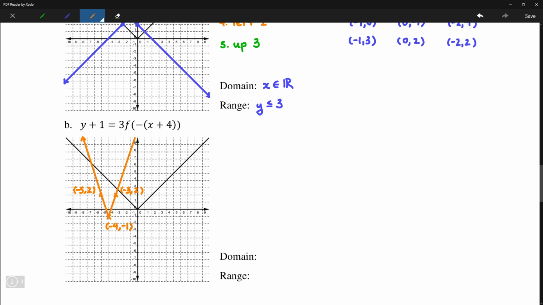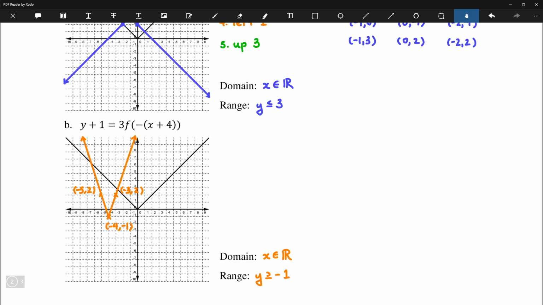All right, so let's look at the domain and range of this thing. The domain, again, x is an element of the real numbers, and then, whoa, that is not good, that's better. And then y is greater than or equal to negative 1. Okay, so I'll leave it for later to work out what the transformations are and how the graph ended up that way.